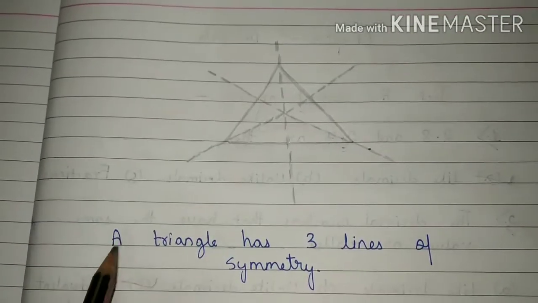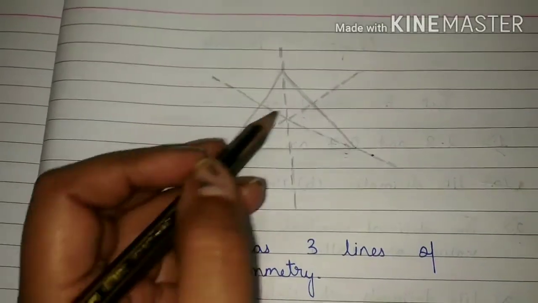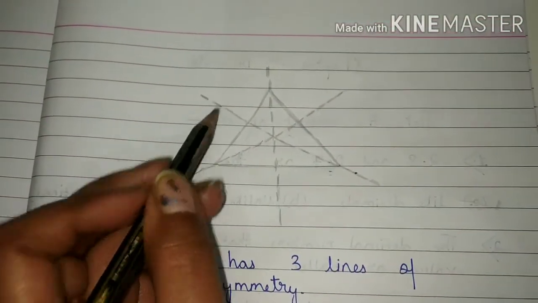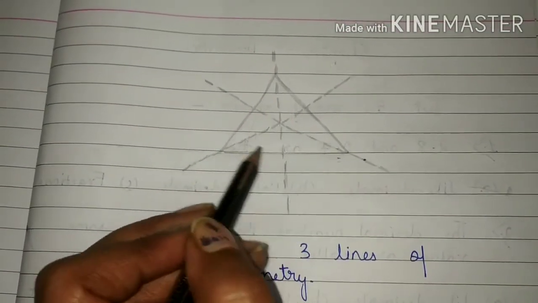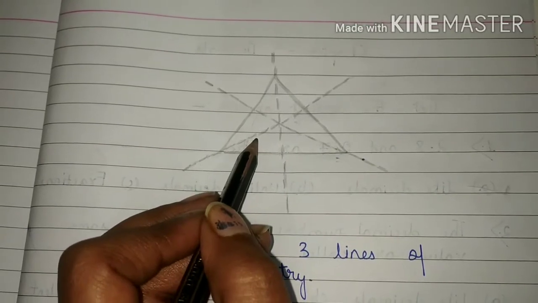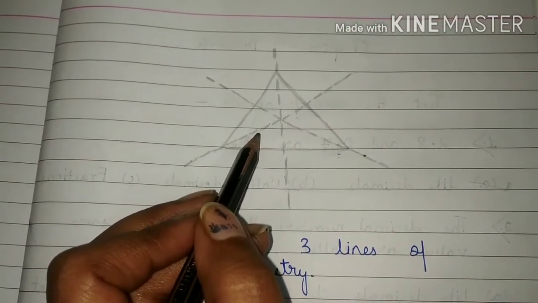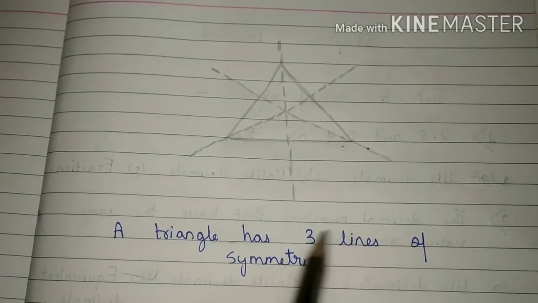So students, a triangle has three lines of symmetry. One is this line, second is this line, and third is this line. Because these three lines divide the figure into two equal parts of same shape and size. So a triangle has 3 lines of symmetry.